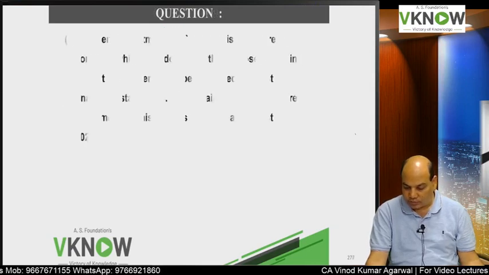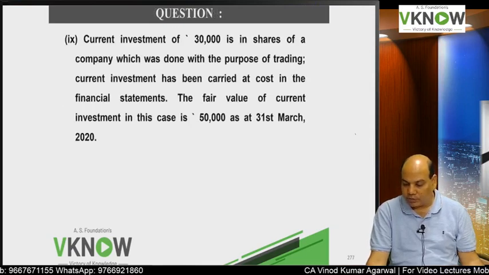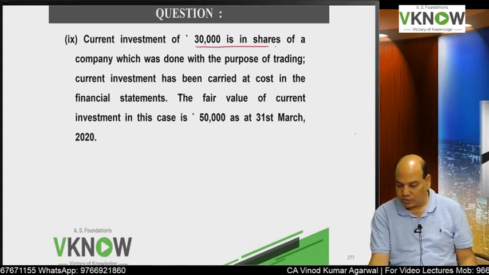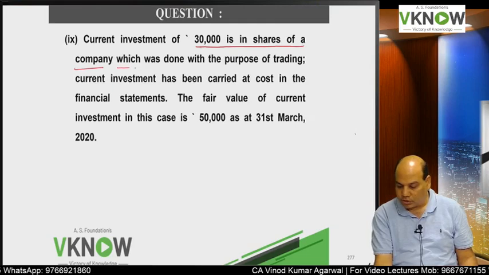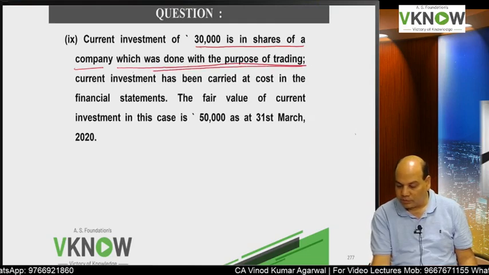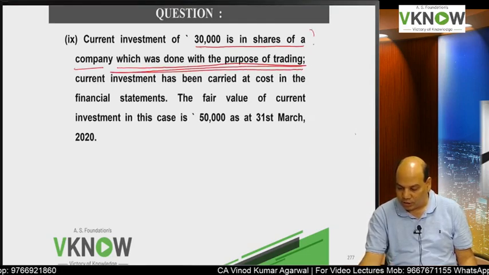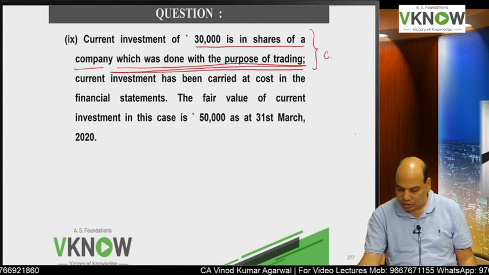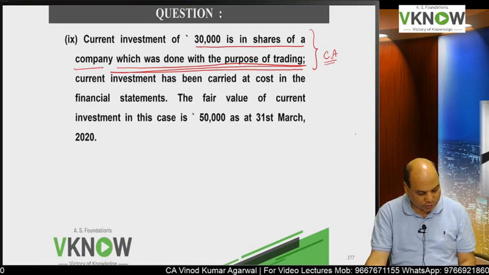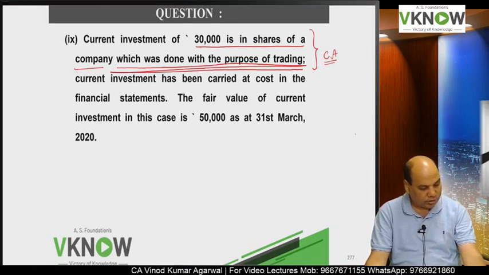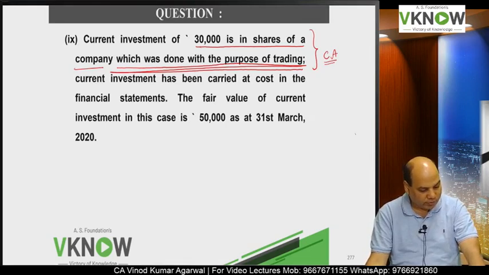Now next is current investment of 30,000, which is in shares of a company and has been made for the purpose of trading. So it will come under current asset. Do we have investment in current asset? Yes. So this is what they are talking about as current investment.